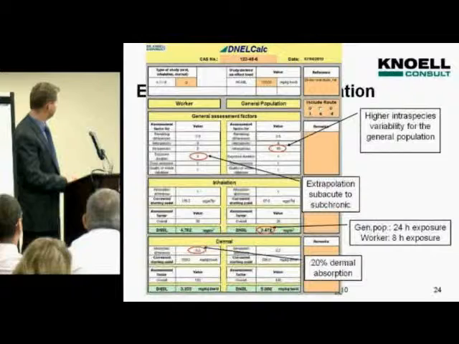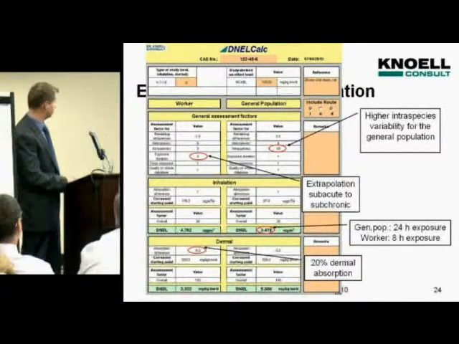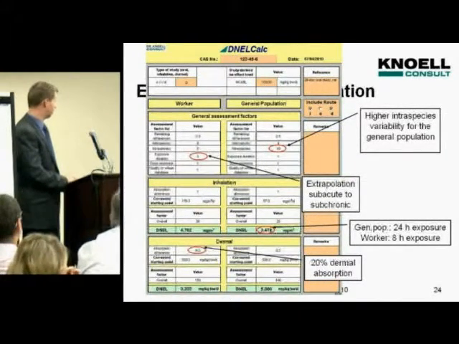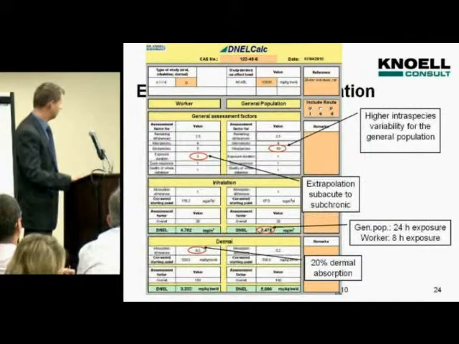You have a higher variability here for the general population. You have a 24-hour exposure for the general population, but only 8 hours for the worker. So that all kind of blends into the DNEL application.